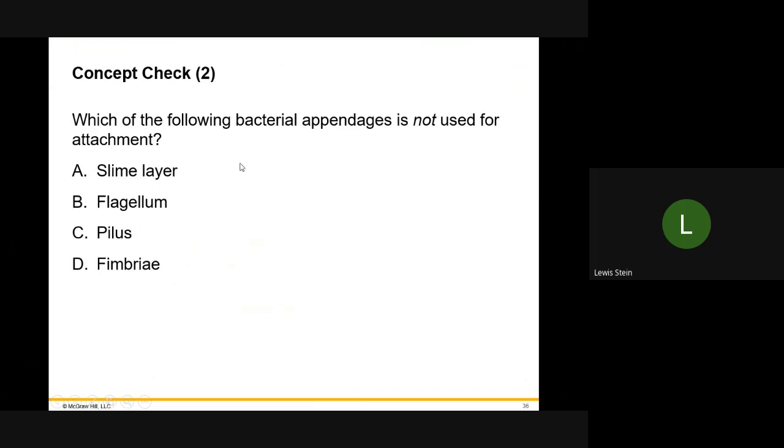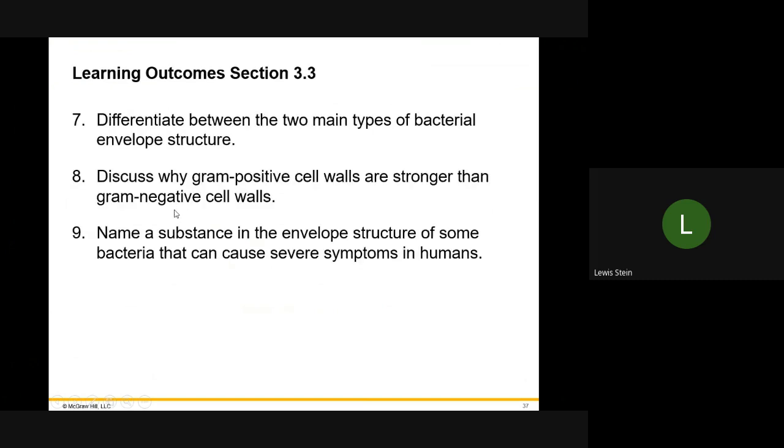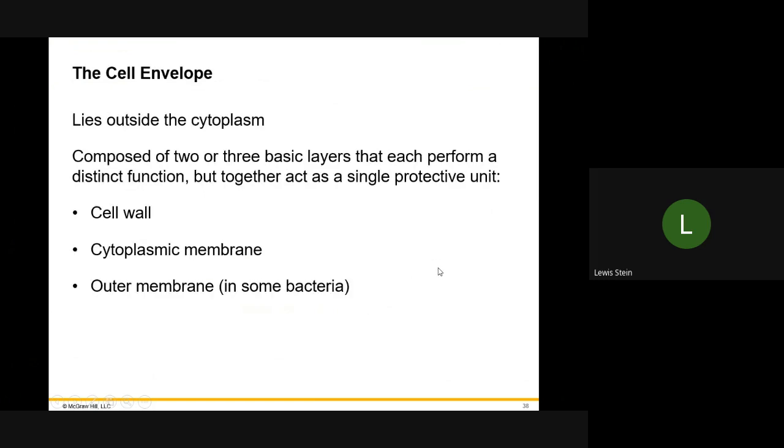Okay, it's not used for attachment. I don't care. I'm sorry, the flagellum is probably not an attachment. Two main types of bacteria: we're getting there, Gram-positive and Gram-negative. We're going to get there. A substance in the envelope, a structure of some bacteria, can cause severe symptoms in humans, and that's where you get to the lipid A. And this is the big stuff coming here.